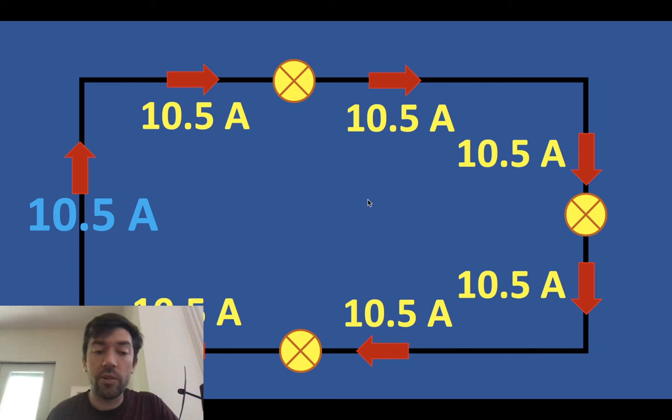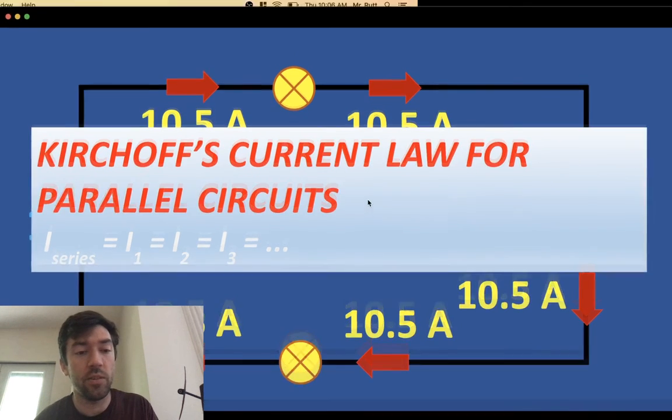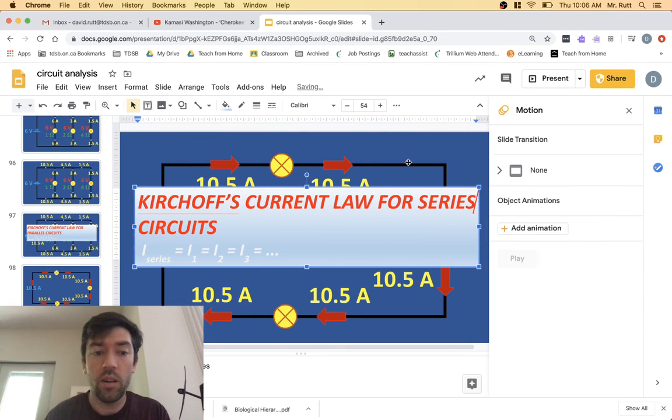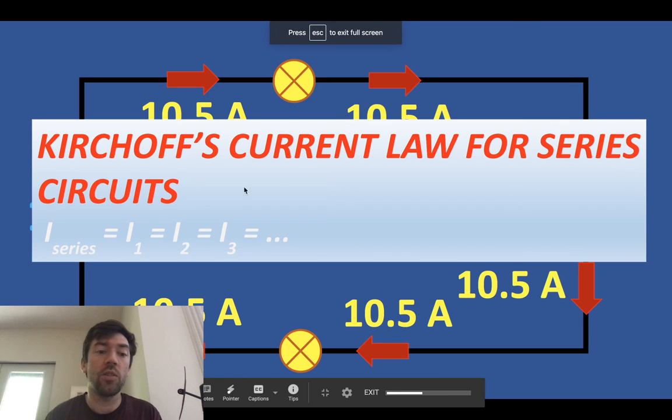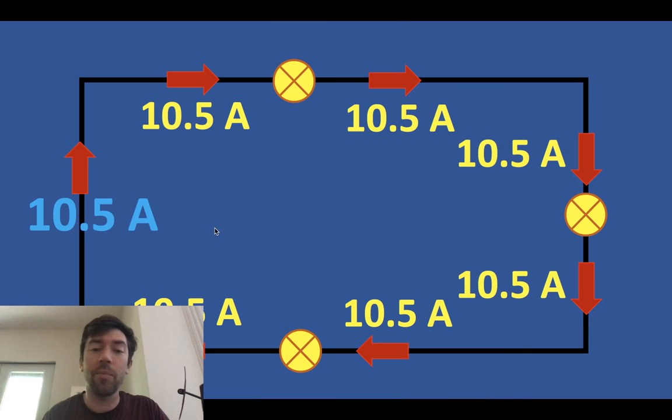Now this is a series circuit. Kirchhoff's current law for that should say series, not parallel. Sorry, let me just change that quickly. Kirchhoff's current law for series circuits is just that the current is equal at each load. So just take a look at this. It's 10.5 amps everywhere because there's nowhere that it's going to split into groups. It's just the same group of electrons going around at the same rate all throughout the circuit.